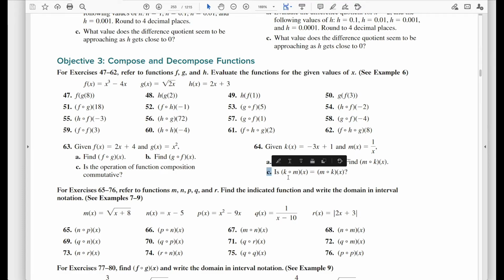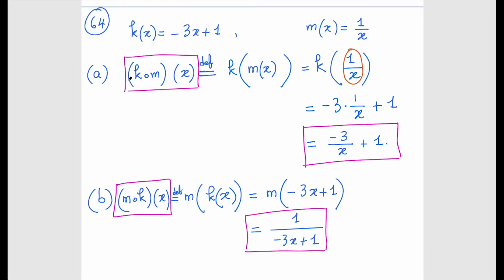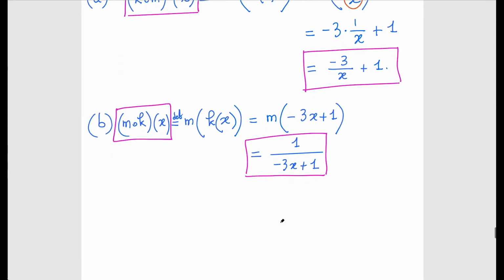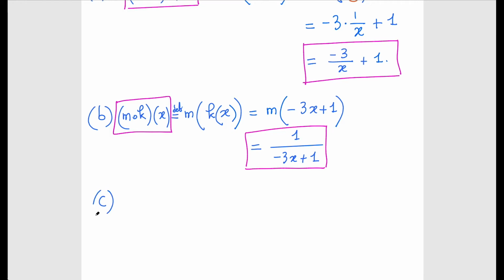The last part, which is C: are k composed with m and m composed with k the same? If you plug in an x in k composed with m and you plug in an x in m composed with k, do you get the same thing? Technically, the output via k composed with m, which is this, and the output via m composed with k, which is this. Are they the same? They don't look the same, but this is not enough. We have to find an x where both of them exist and they're not the same.